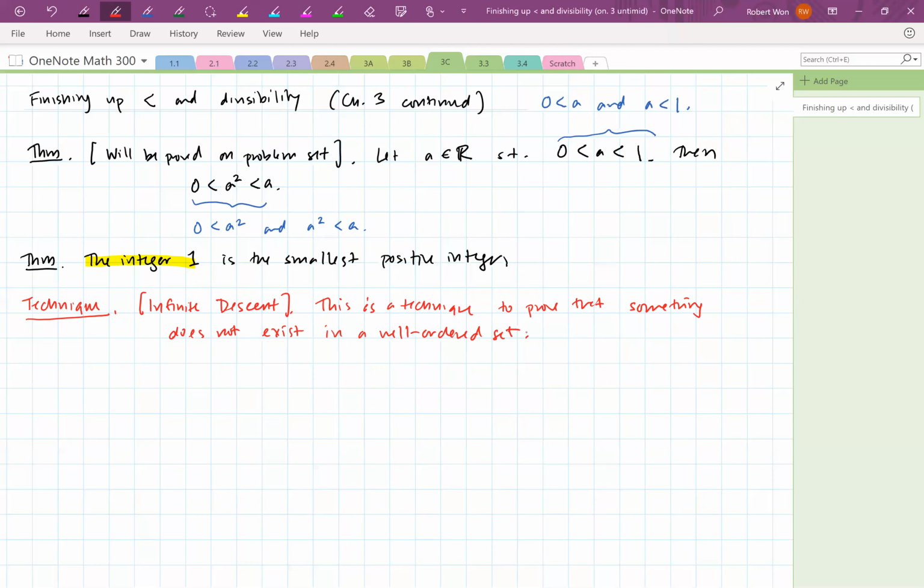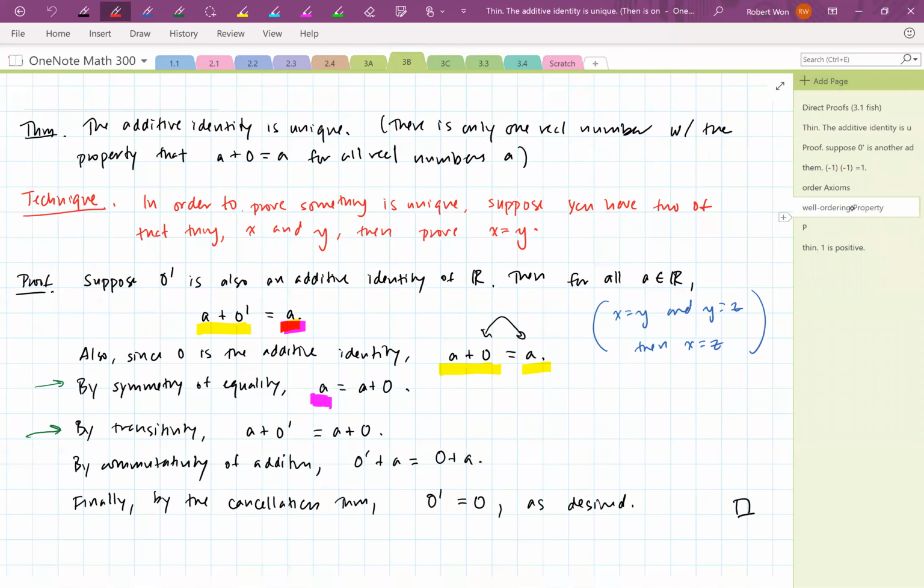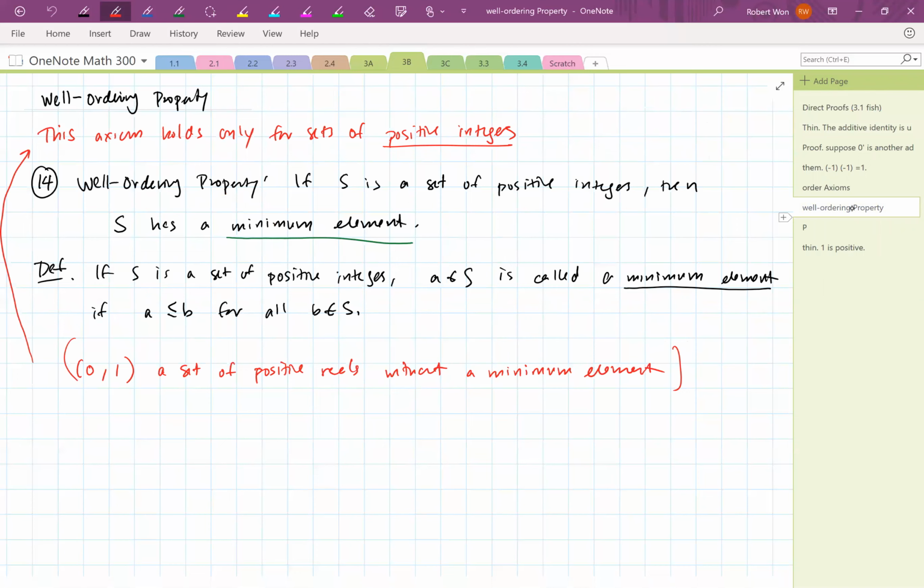Okay, what is a well-ordered set? A well-ordered set is just a set with some notion of less than, such that every non-empty set has a least element. So the one that we know about is the positive integers, right? So that was called the well-ordering property, axiom 14. If S is a set of positive integers and S is non-empty, then S has a minimum element. This means that the positive integers are a well-ordered set. So really, it's the only well-ordered set we know about right now.